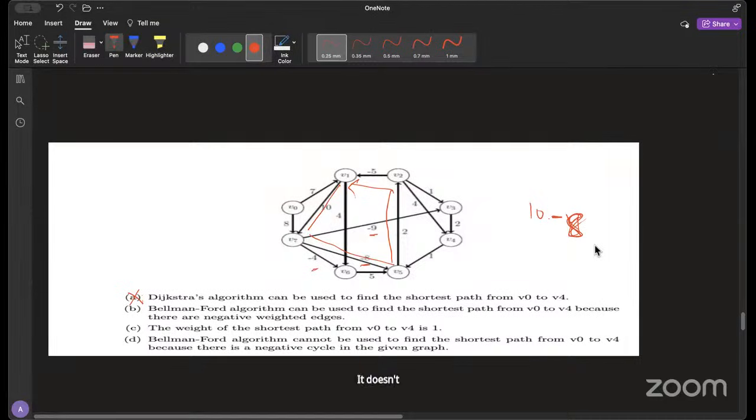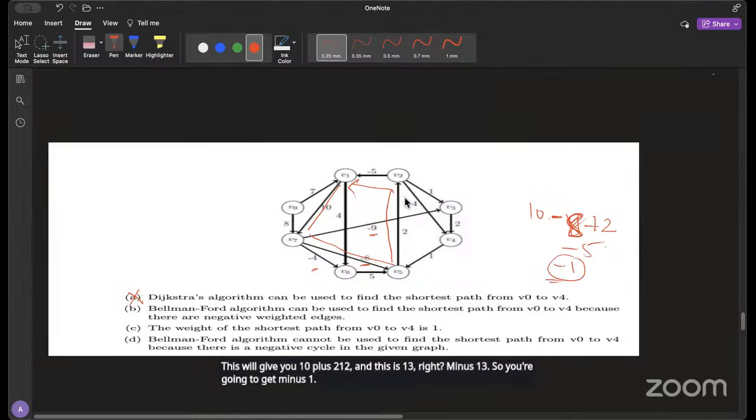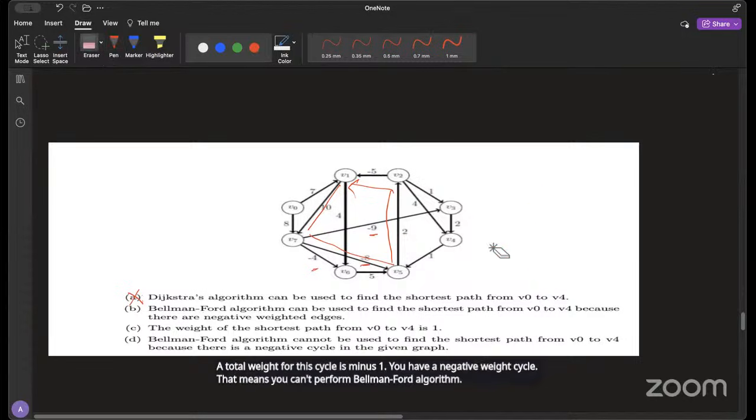It doesn't matter. If you have one negative cycle, you cannot use it, even if you're going to V4, because every time it will reduce. It is V1, V6, V5, V4. This will give you 10 plus 2, 12, and this is 13, right? Minus 13. So you're going to get minus 1. The total weight for this cycle is minus 1. You have a negative weight cycle. That means you can't perform the Bellman-Ford algorithm to find the shortest path from a single source.